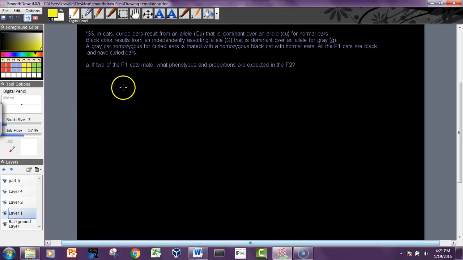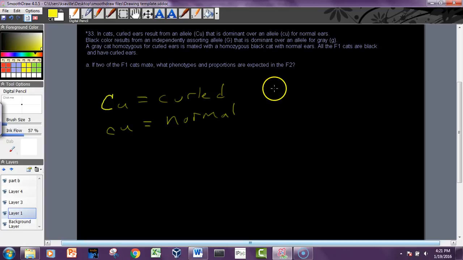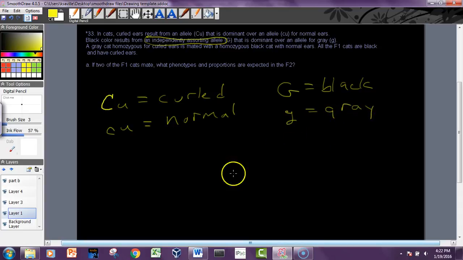So in cats, curled ears result from an allele CU equals curled, and little cu equals normal. So these are the ears. Black color results from an independently assorting allele. So that's really important that it's independently assorting. And so in this case we have G is black and little g is gray. So those are our two genes and our two alleles.